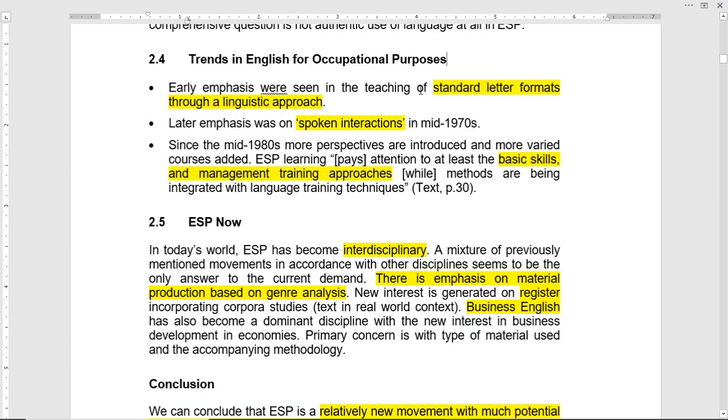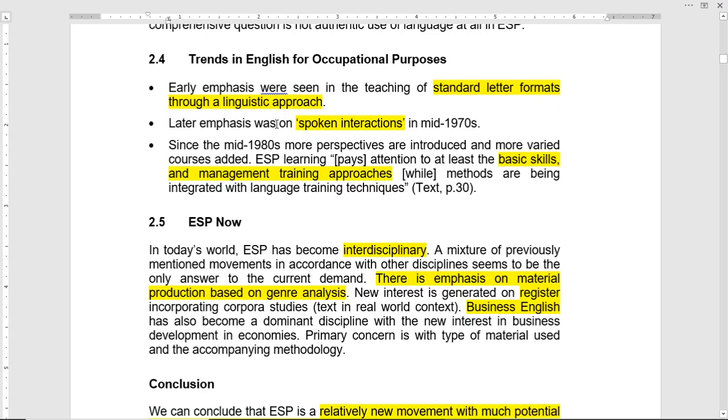Occupational purpose, for a job, for a career. So, English. Earlier, the emphasis was on standard letter formats through a linguistic approach. Actually, I would call it the structure of the language, the vocabulary, lexical, and the grammar.